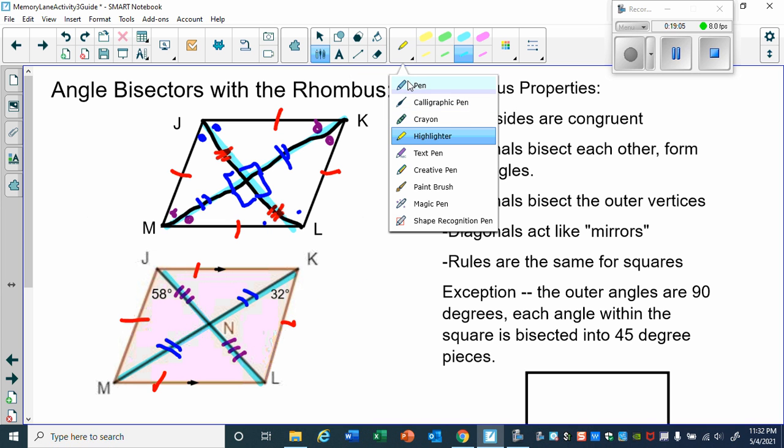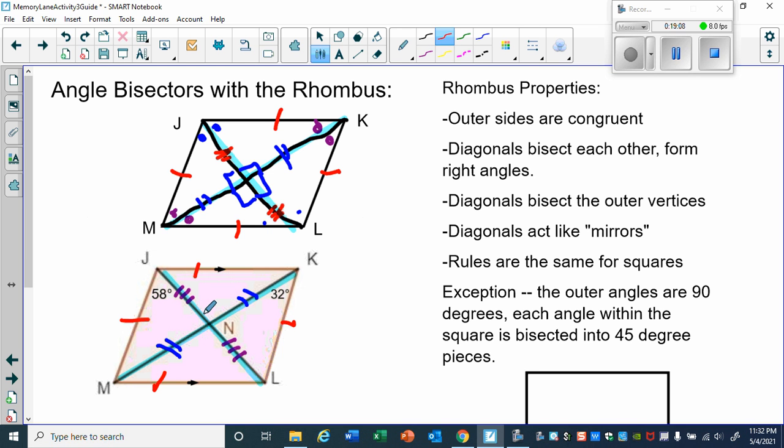Now, first things first, right angle, the center point in. And then from there, I'm going to make those a little neater. And basically, since your diagonals act like mirrors, you're just reflecting all your values from one side to the other.